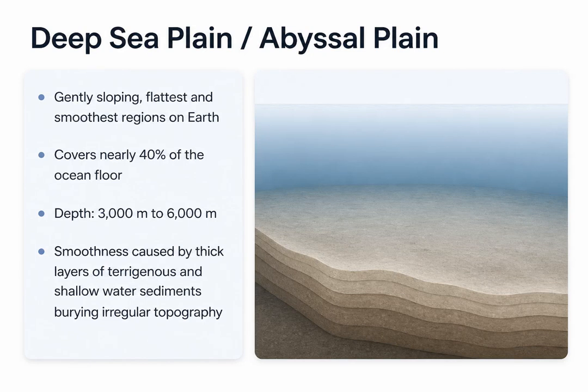Now we arrive at the deep sea plain, also known as the abyssal plain. These are the flattest, smoothest, and most featureless regions on the entire planet. Covering nearly 40% of the ocean floor, they sit at crushing depths of 3,000 to 6,000 meters.